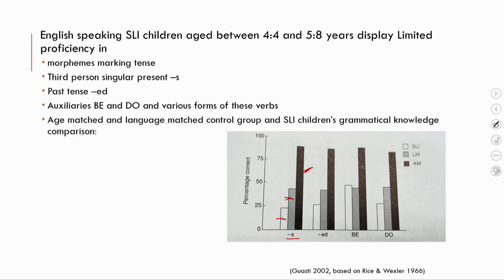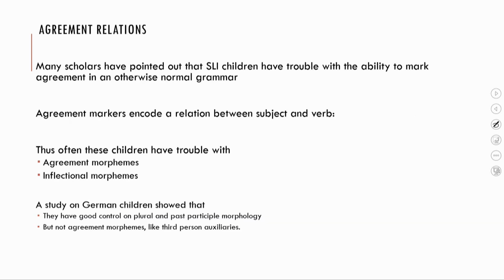So, the marking S as in the third person singular marker in English, similarly the past tense marker ed, then the verb to be and the verb to do. In all these cases, the SLI children's performance was well below par when compared with the age matched control. So, that is the degree of the deficiency in these children.